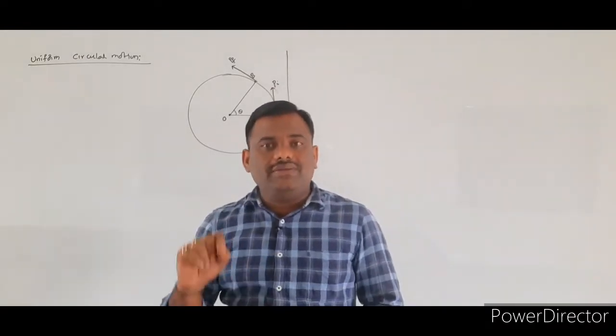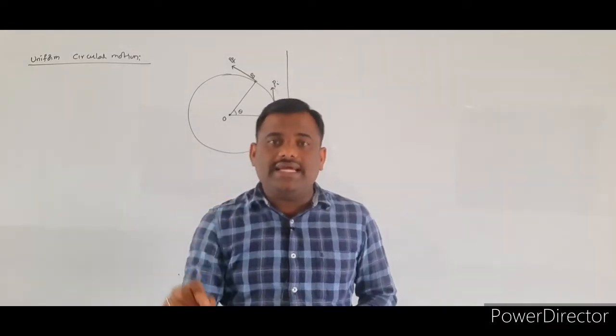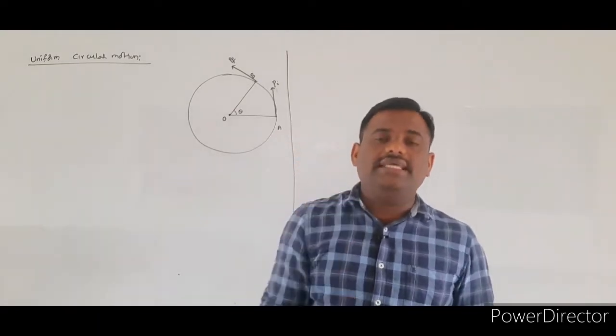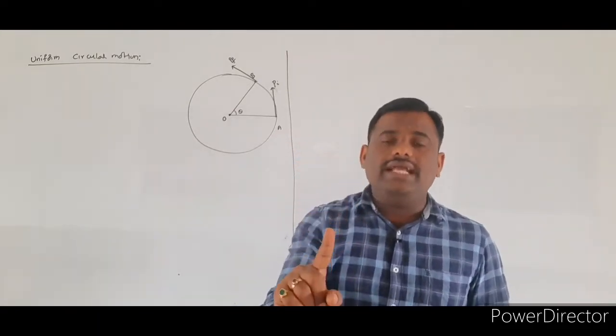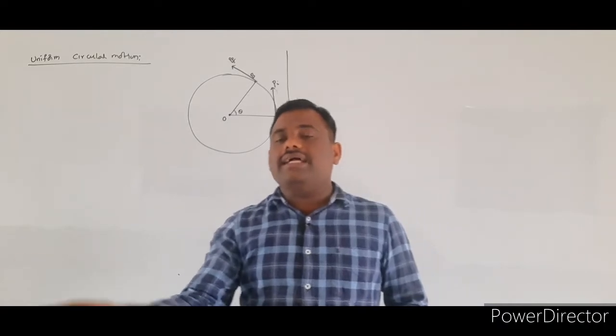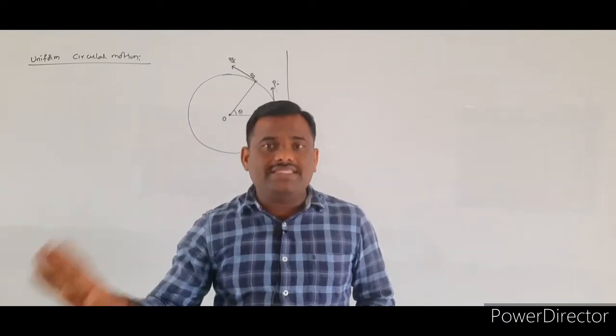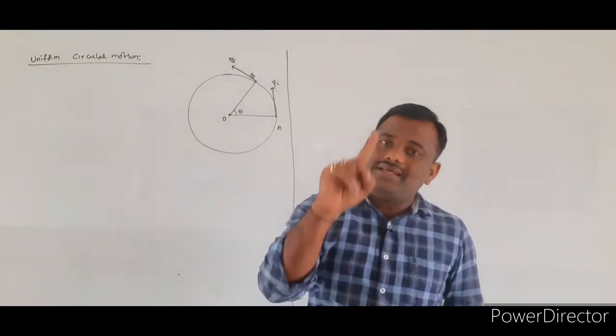Even though only its direction changes, we simply say that the velocity changes. Velocity is a vector quantity. Either the magnitude changes or the direction changes. Finally, we say that the vector quantity changes.